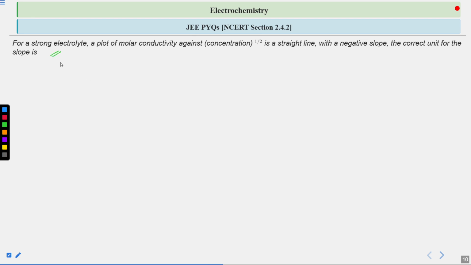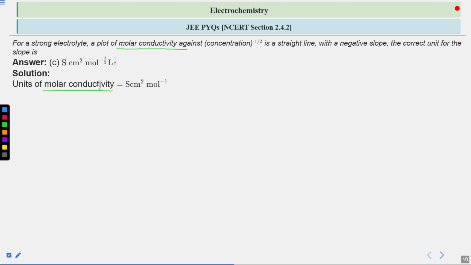So for this given question, the correct answer is option C, which is Siemens centimeter square mole to the power minus 3 by 2 liter to the power half. Okay, let's see how. So the units of the molar conductivity. The molar conductivity is represented by lambda m, and the unit of the molar conductivity we use is Siemens centimeter square mole inverse.